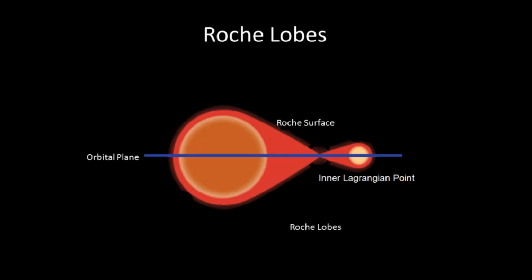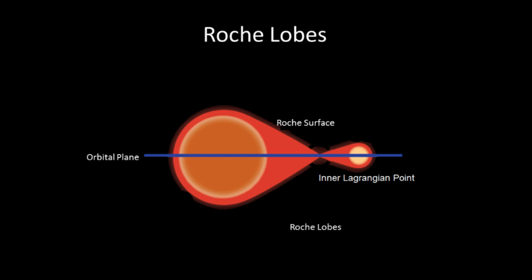Binary stars sometimes interact by transferring mass. The gravitational fields of the two stars, plus the rotation of the binary system, produce a dumbbell-shaped volume around the pair of stars called the Roche lobes. The surface of this volume is called the Roche surface. The size of the Roche lobes depends on the mass of the stars and on the distance between the stars.